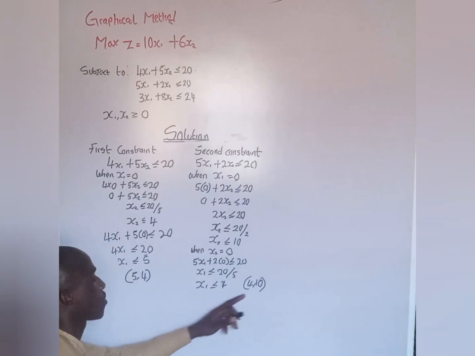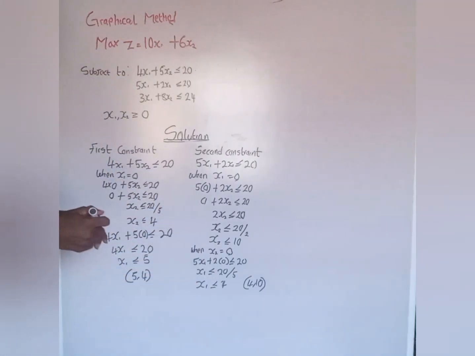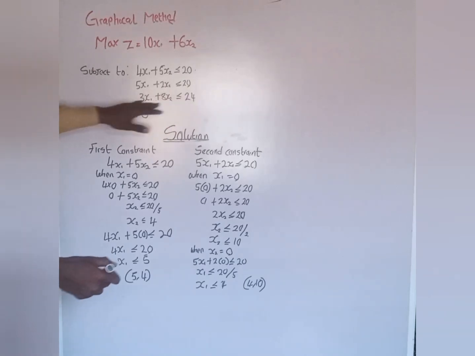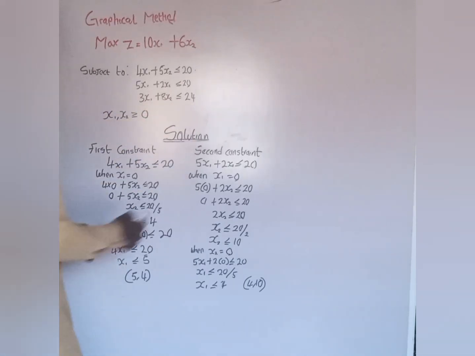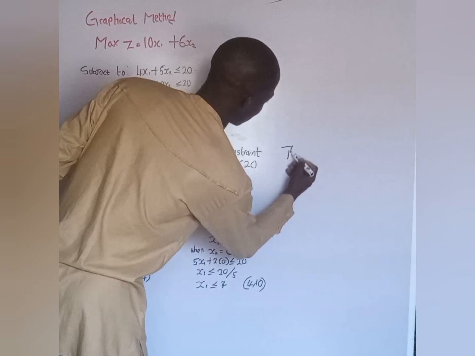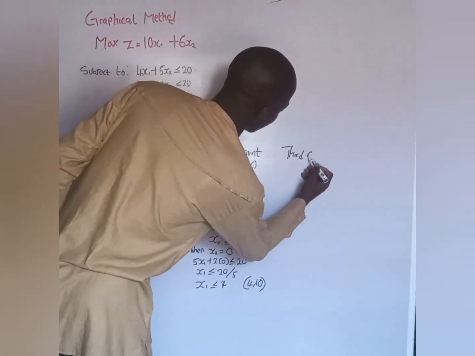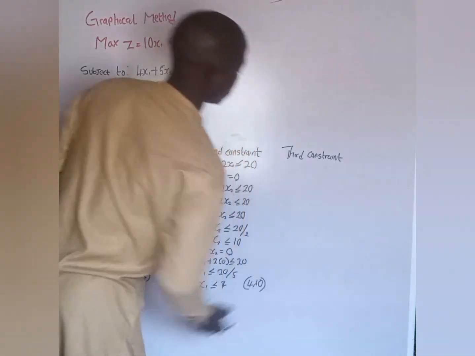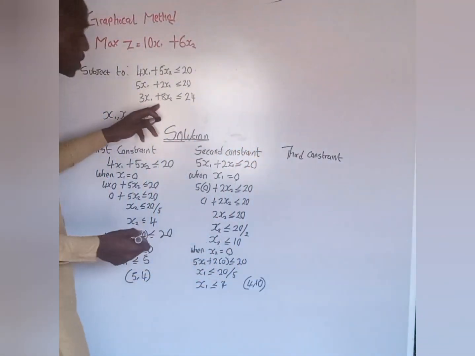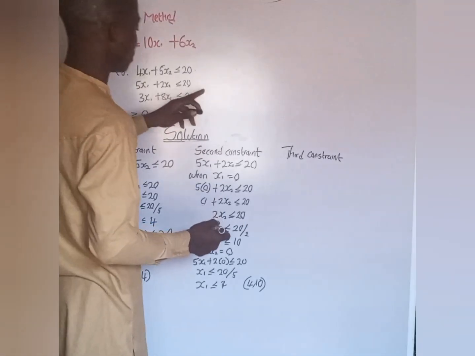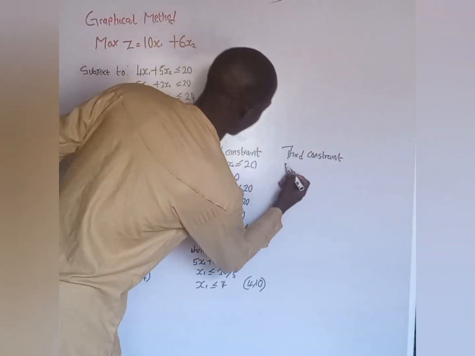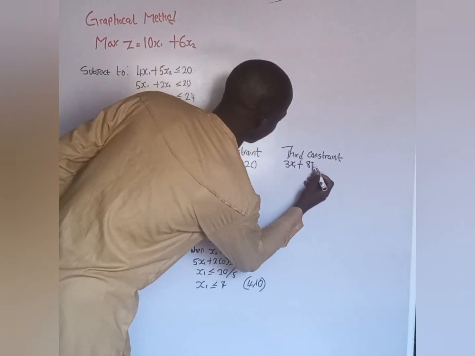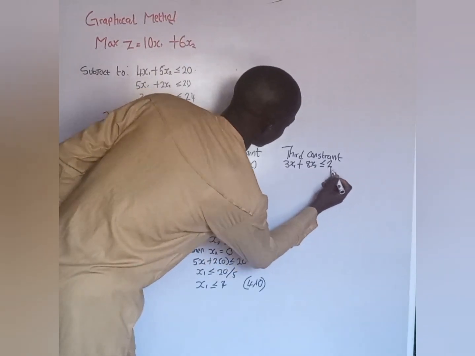Now the second coordinate is (4, 10). Now let's proceed to get the value of x1 and x2 for the third constraint. Of course, this is the linear inequalities for the third constraint. So the linear equation is 3x1 plus 8x2 is less than or equal to 24.